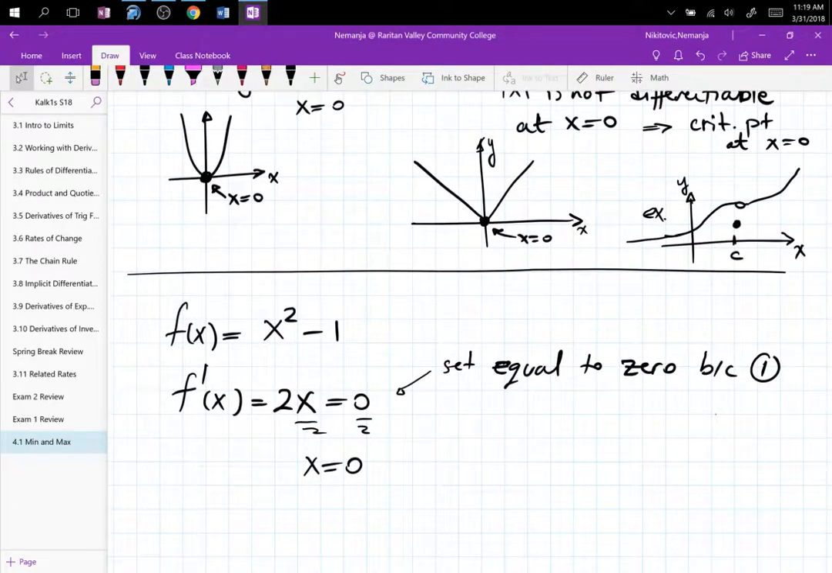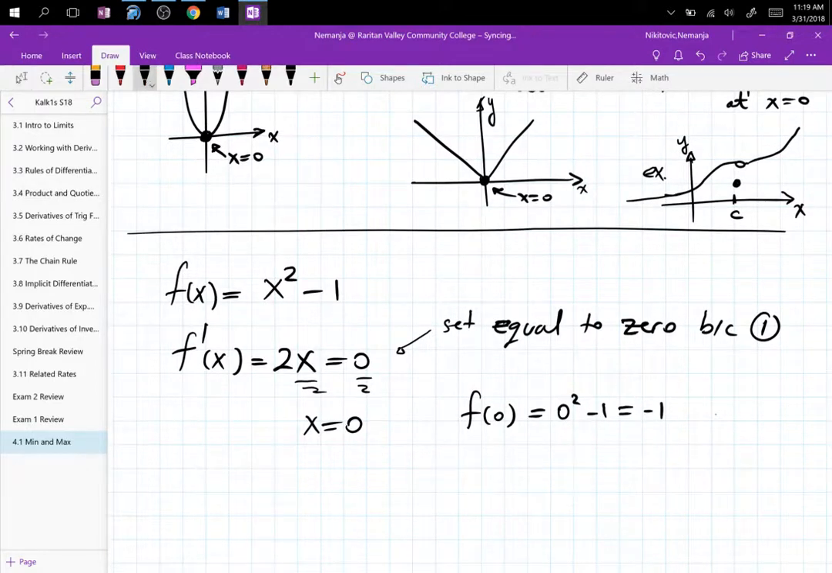So where's the critical point? Well, now we find f of 0. I take this x equals 0, plug it back into the original equation, and I get 0 squared minus 1, which is negative 1. So the critical point is at (0, negative 1). That's the critical point.